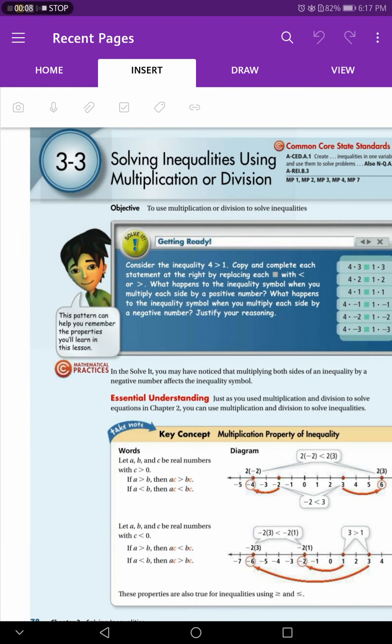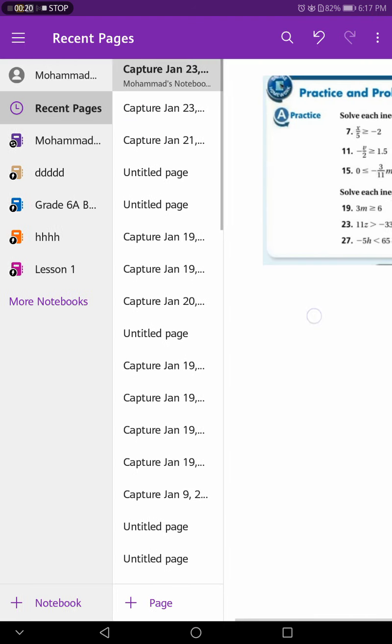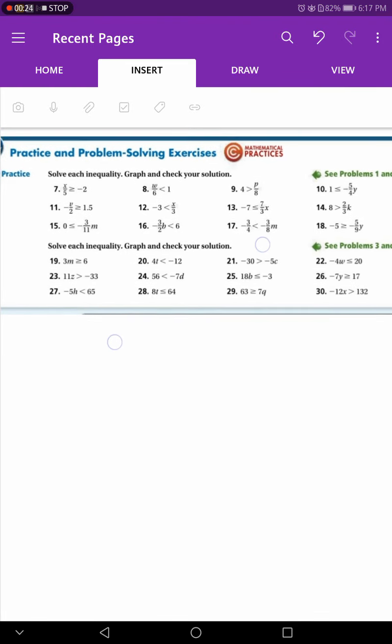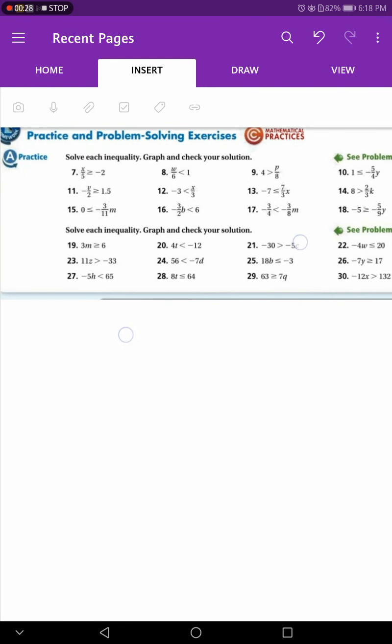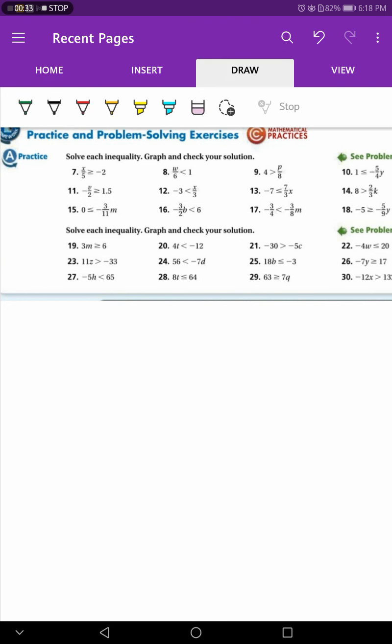Our lesson today is solving inequalities using multiplication or division. Our objective is to use multiplication or division to solve inequalities. Thank you, Yaman, and I will go to the practice and problem solving. Okay, I will start with number 7 here.